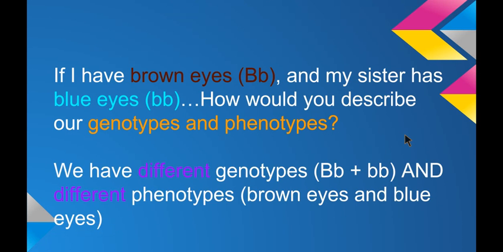I would say that we have different genotypes because I'm big B, little b, and she's little b, little b. And we also have different phenotypes because I have brown eyes and she has blue eyes. So our physical traits are different, our phenotypes are different. Also, what our genes say is different. Mine have a big B and a little b. Hers have a little b and a little b. So our genes are different, genotype. Our physical traits are different, phenotype.